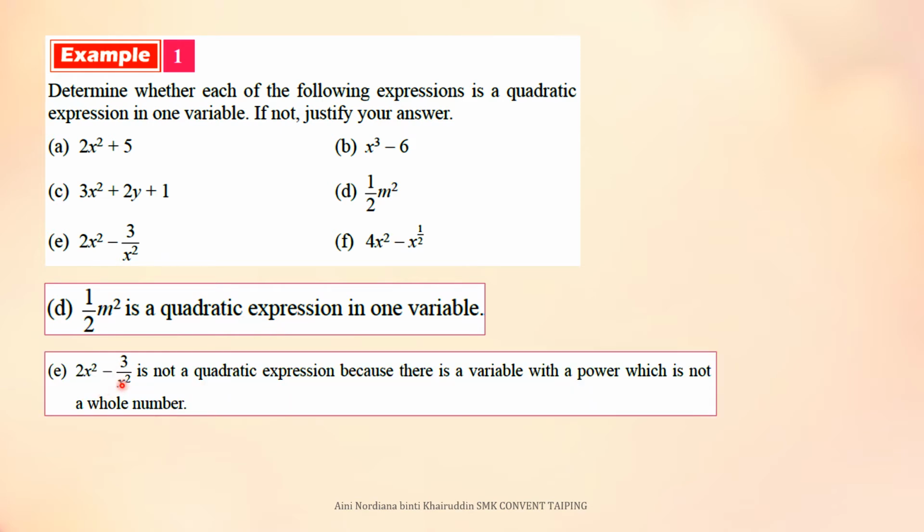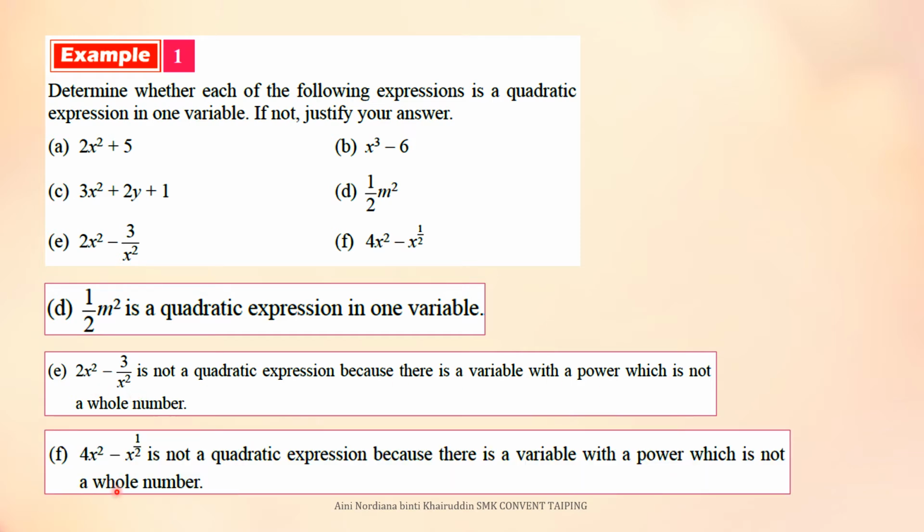2x squared minus 3 over x squared is not a quadratic expression because there is a variable with a power which is not a whole number. 4x squared minus x to the power of 1 over 2 is not a quadratic expression because there is a variable with power which is not a whole number. Power here fraction.